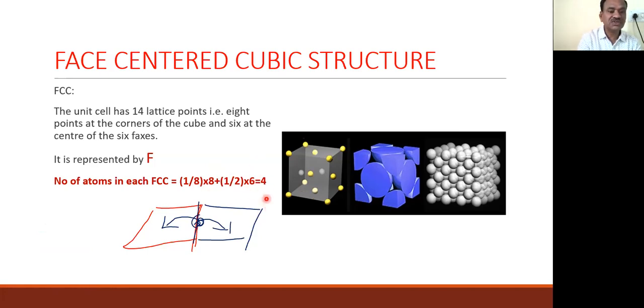In the face centered cubic structure, how many lattice points, how many atoms are there? Here 4 atoms are there in this. Here, you can clearly understand it also.